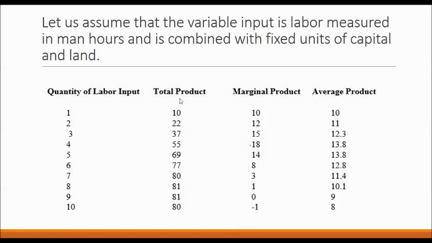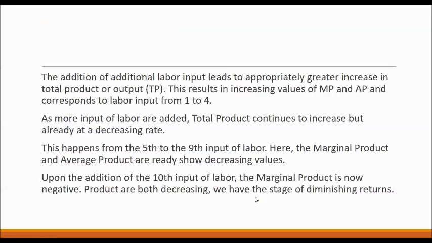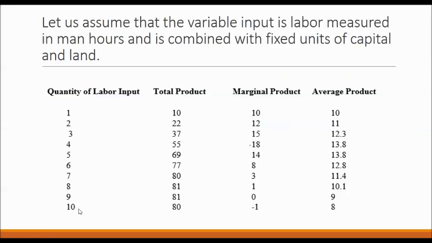So even though your total product is still increasing, the marginal product, or the level of their production in terms of labor, is already decreasing. So upon the addition of the 10th input of labor, the marginal product is now negative. Right, in the 10th quantity of the labor input, the marginal product is already negative.